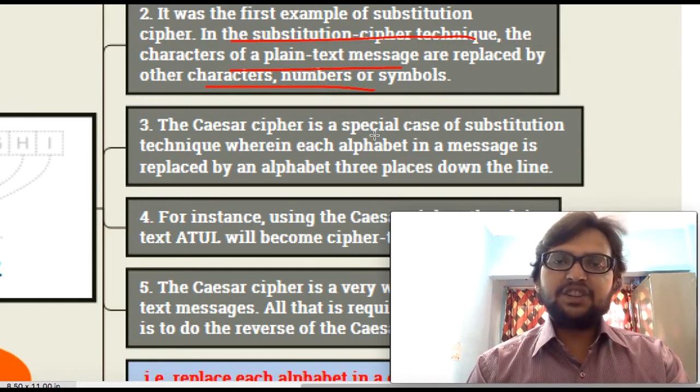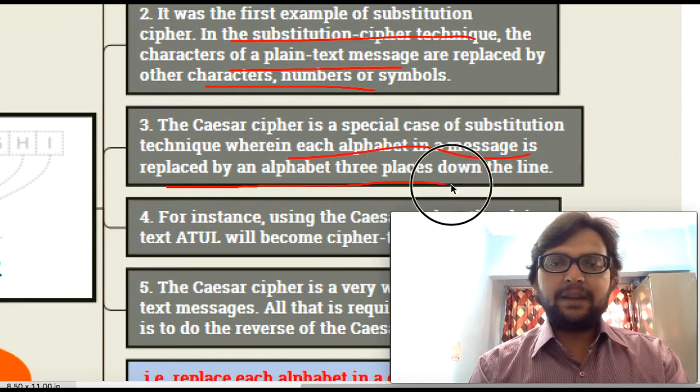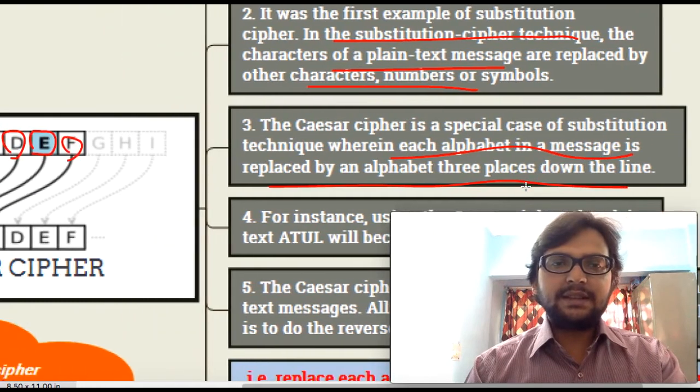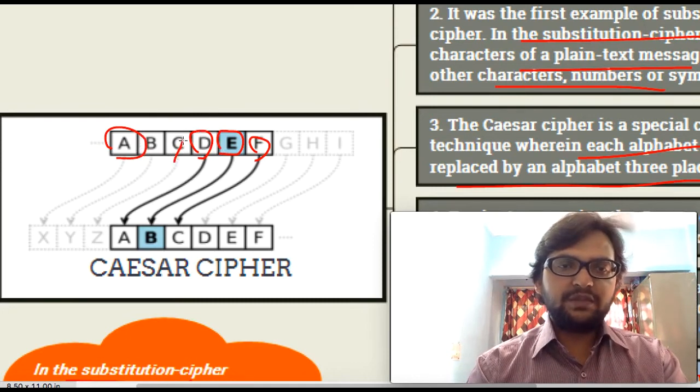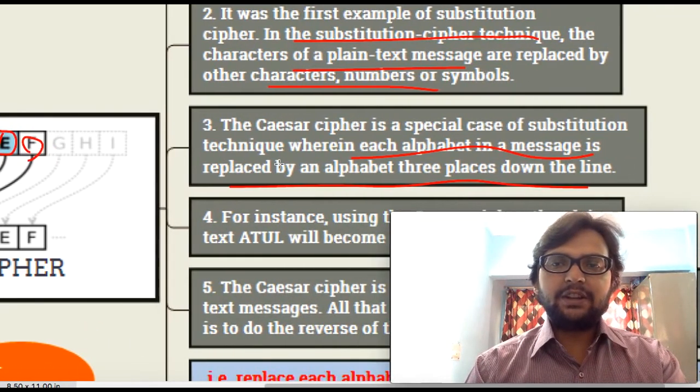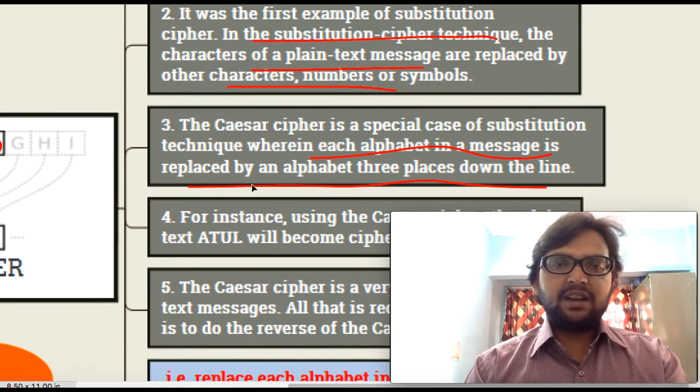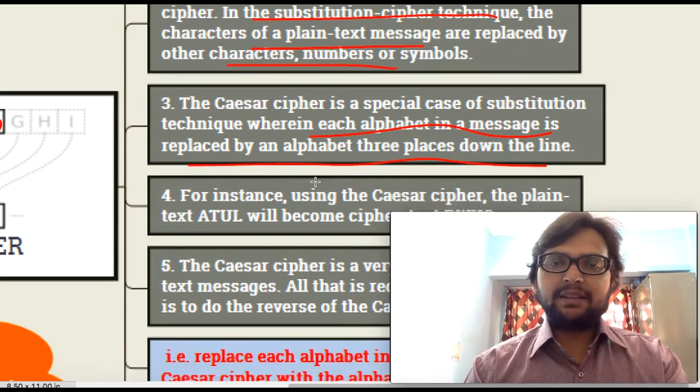The Caesar Cipher is a special case of substitution technique wherein each alphabet in a message is replaced by the alphabet third position down the line. That is what we just discussed in this particular diagram as well. As you can see, A is replaced by D, that is the third position from A. Then from B, counting C, D and E, B is going to be replaced by E. The same way for C, on the third position we have F, so we are going to replace C with F. That is what we mean by this particular statement: each alphabet in the message is replaced by the alphabet 3 positions down the line.